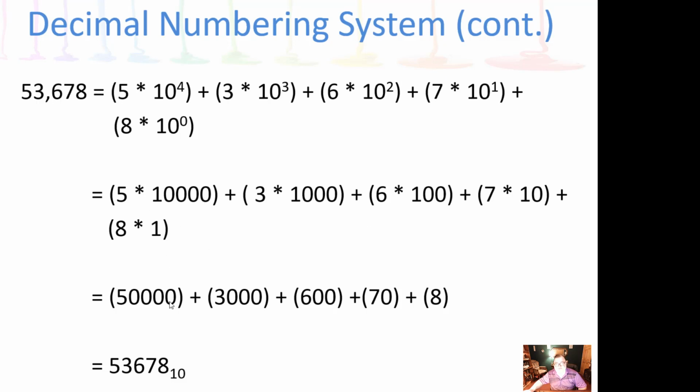5 times 10,000 is 50,000. 3 times 1,000 is 3,000. 6 times 100, 600. 7 times 10, 70. And 8 times 1, 8. And then if I add them up, 50,000 plus 3,000, 53,000 plus 600 plus 70 plus 8. So it's 53,678. And this little 10 down here means I'm in the decimal numbering system, or base 10.